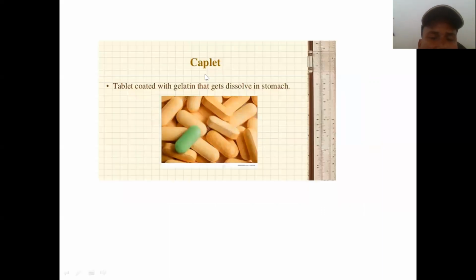The next one is caplets. It is a tablet coated with gelatin that gets dissolved in the stomach. Similar to a tablet, but the nature is only solid. So this is the tablet and the outer coating is gelatinous. This also gets dissolved in the stomach.